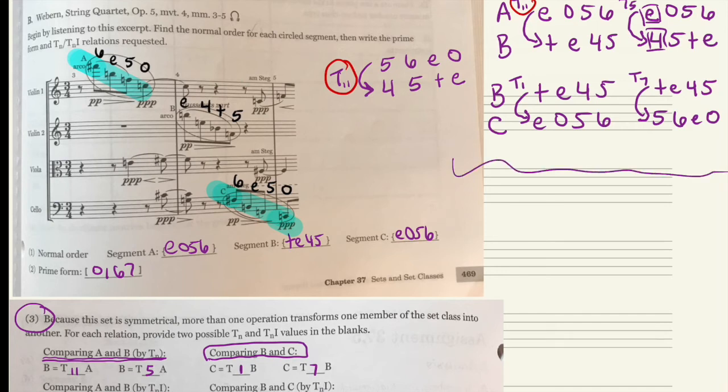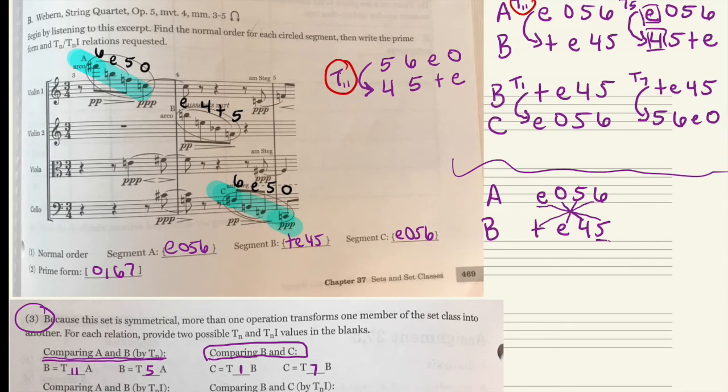Let's work with inversion now. Again, I have set A, set B. The normal order for set A is E056, and a normal order for B is TE45. For inversion, I'm going to look at the cross relationships here. So I'm comparing the first note of the normal order of set A to the last of set B, and I'm adding those together. If all of these little crosses add up to the same thing, I know that these sets are related by inversion.